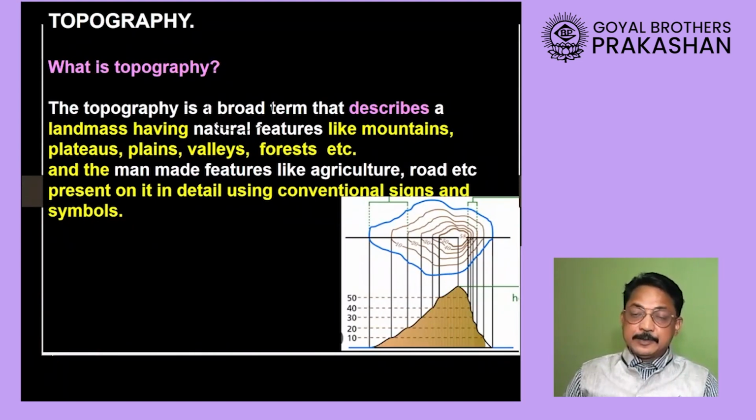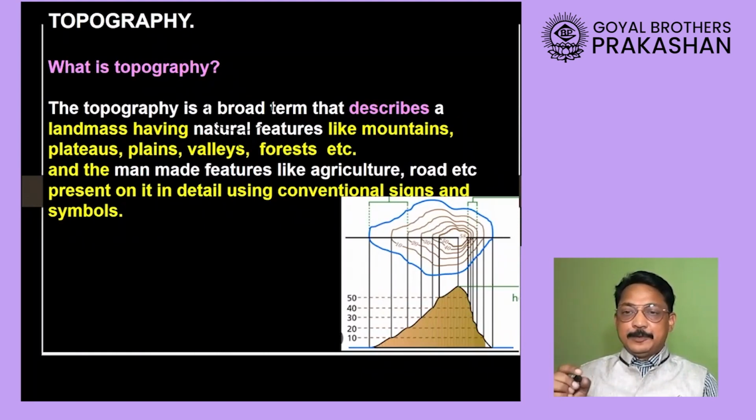So it describes landmass. The landmass consists of mountains, plateaus, plains, valleys, and on this landmass naturally occurring forests and rivers are present, and also the man-made features present on the landmass, which show agriculture, roads, settlements, dams, okay, railway lines in great detail using signs and symbols, is called a topography map.